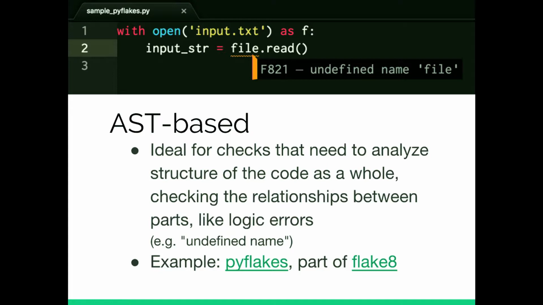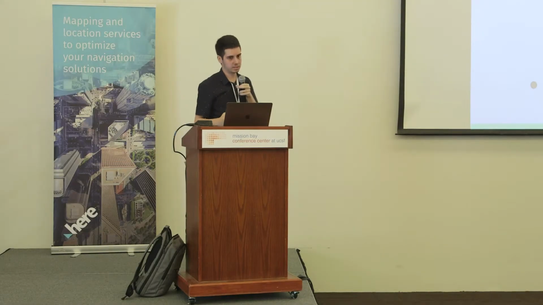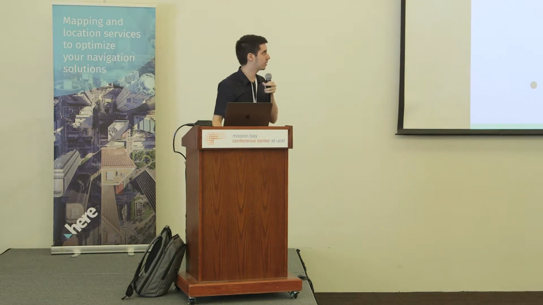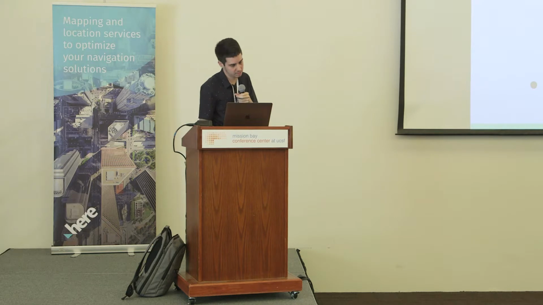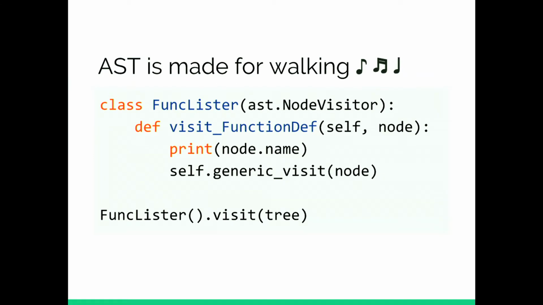It detects that I haven't declared file in this module because it analyzes the module as a whole and all the names that are inside the module. So it visits everything on the tree to detect that. So this is PyFlakes, which is part of Flake8, that can detect that. It's AST-based. And ASTs are made for walking. You need to walk through them to detect stuff.